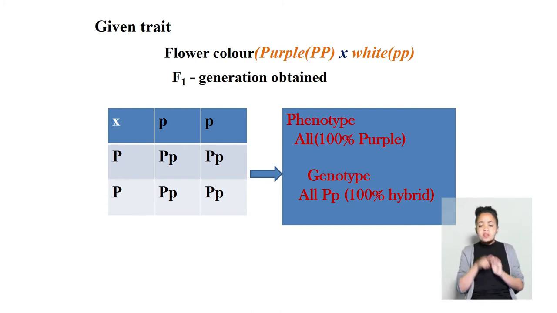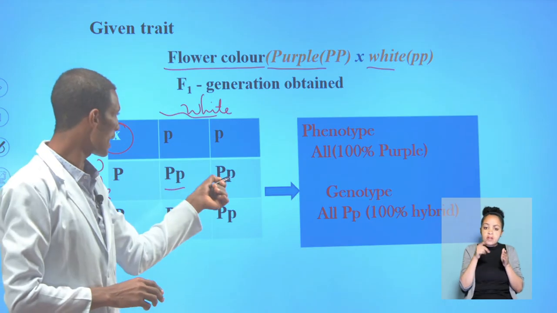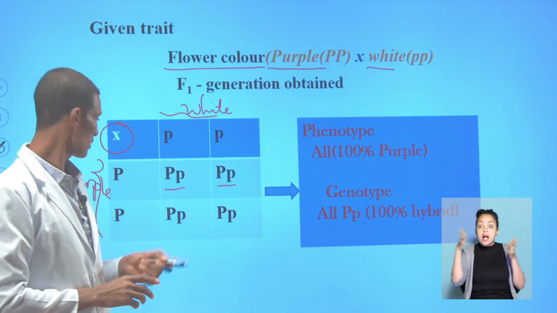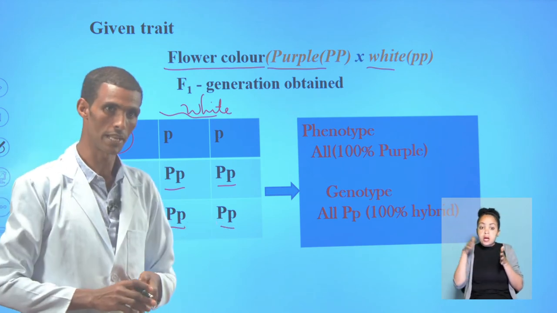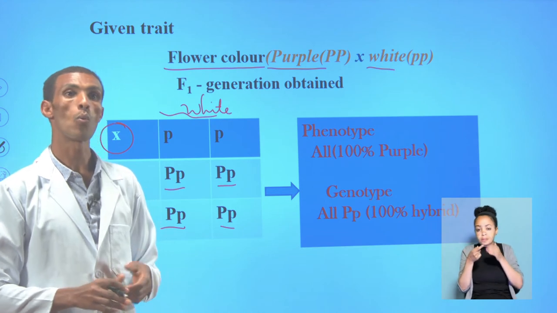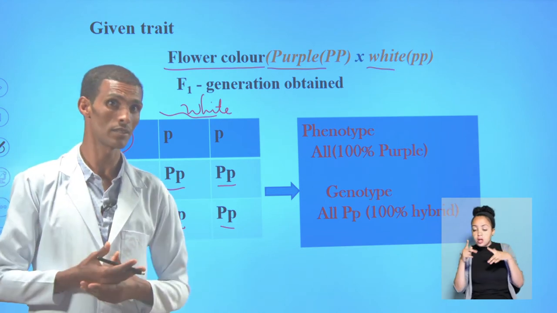If he crosses in F1, P crossed with small p, capital P small p is obtained here. And again, capital P small p is obtained here, and here, and here. So, within this table, all the progeny are going to be heterozygous.